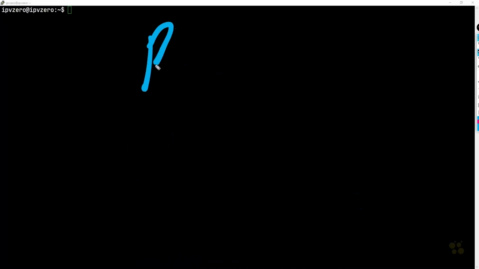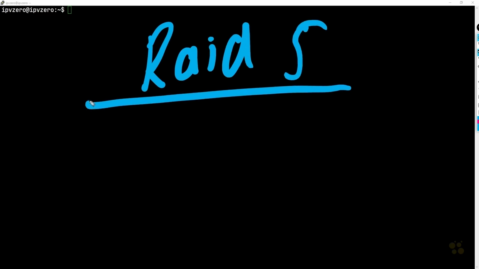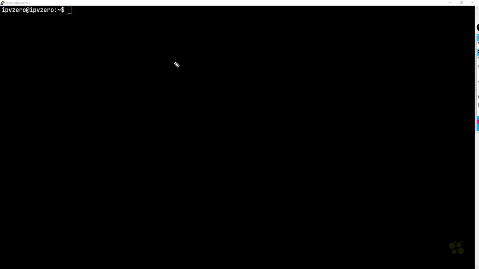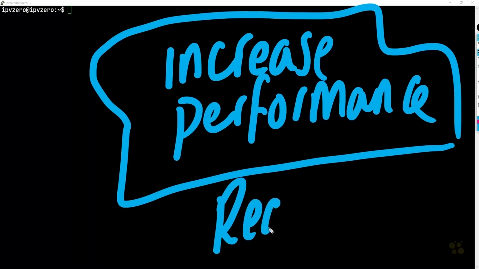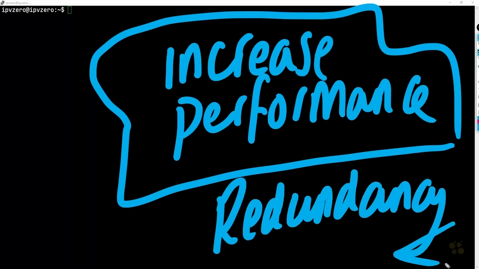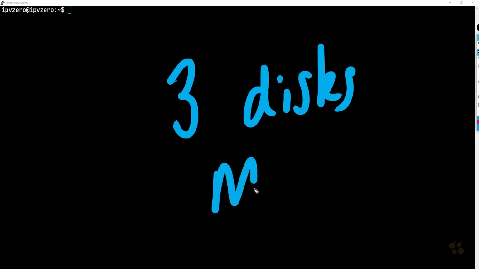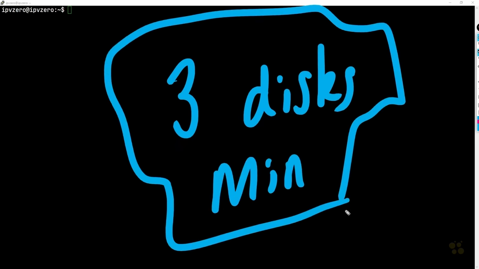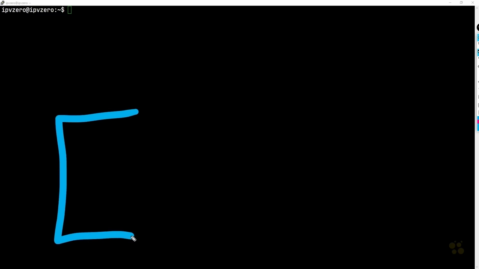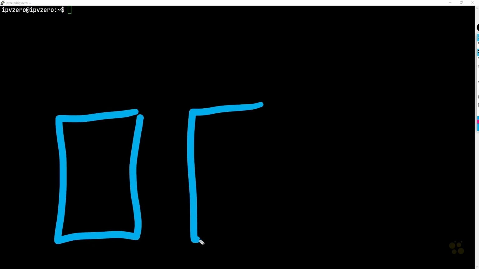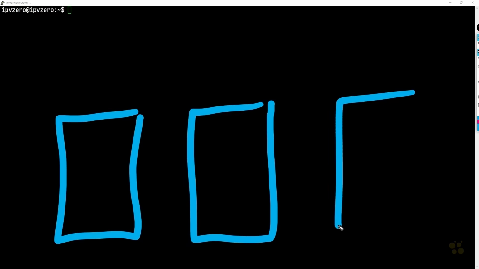Next, we have a very popular RAID implementation called RAID 5. Now, RAID 5 is a very good option because it gives us an increase in performance and it also gives us redundancy. The unfortunate part here about RAID 5 though is that you need at least 3 disks as a minimum to be able to invoke RAID 5. So let's say we had these 3 disks here. We've got disk 1, disk 2, and then disk 3.